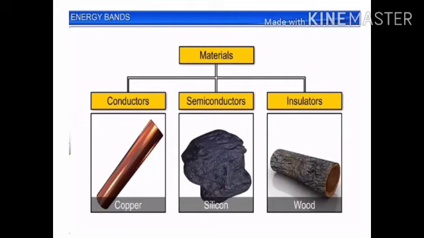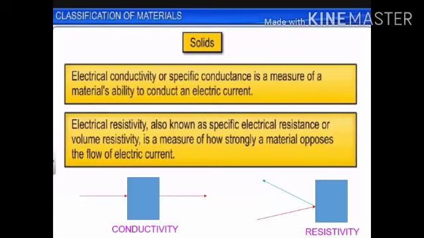This classification is based on the conductivity of these materials. Now you must study what is meant by conductivity and resistivity, because we have classified the materials on the basis of conductivity. Conductivity, also called specific conductance, is the measure of a material's ability to conduct an electric current.